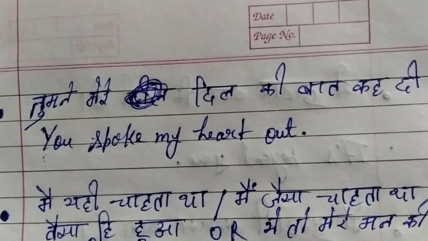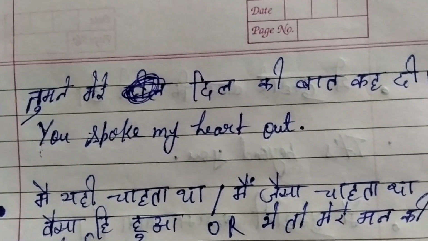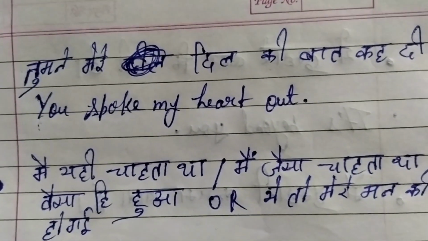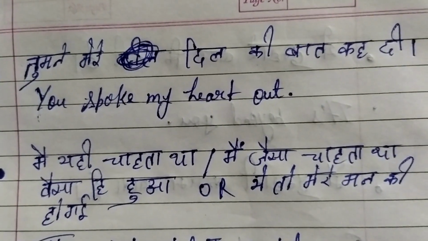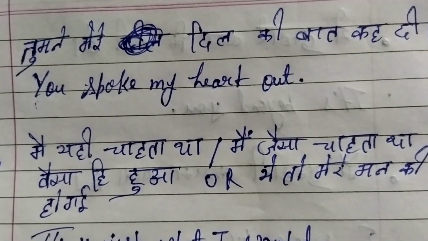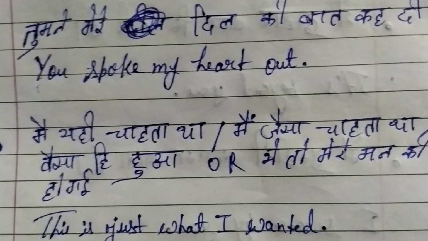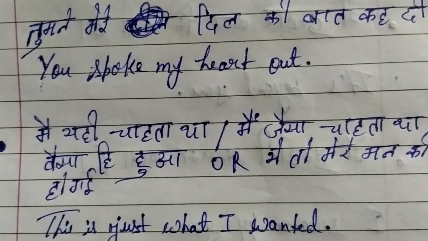This is the first sentence, and then the second sentence which we often use is this. मैं यही चाहता था, मैं जैसा चाहता था वैसा ही हुआ, और ये तो मेरे मन की हुई. So again, very simple, very common sentence. This is just what I wanted. मैं यही चाहता था, मैं जैसा चाहता था वैसा ही हुआ. This is just what I wanted.